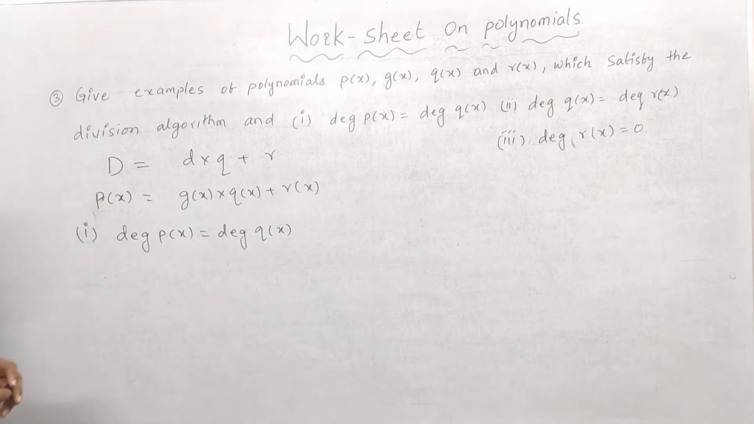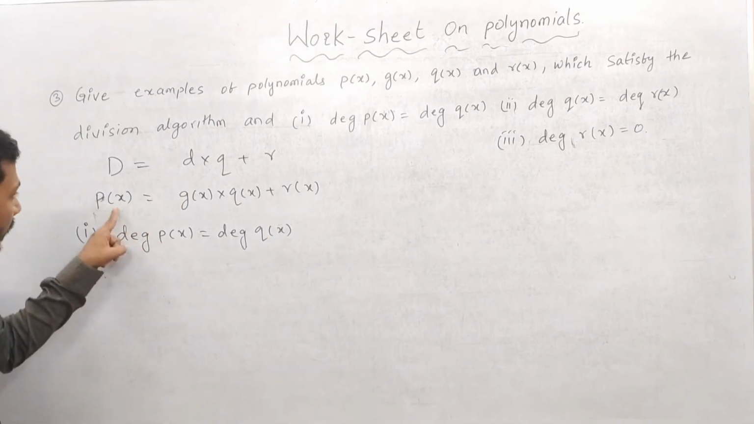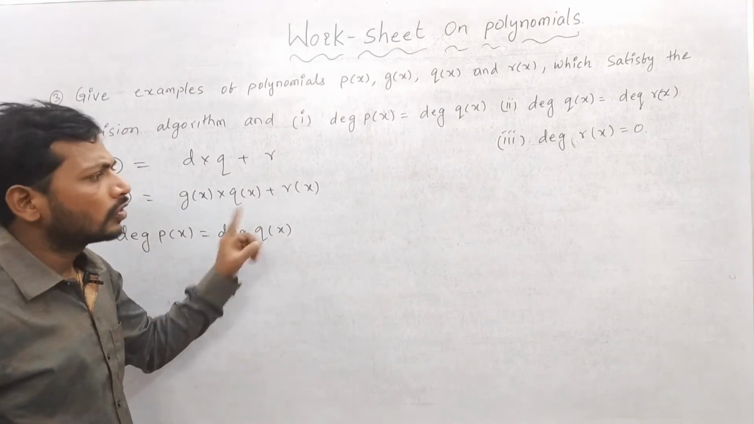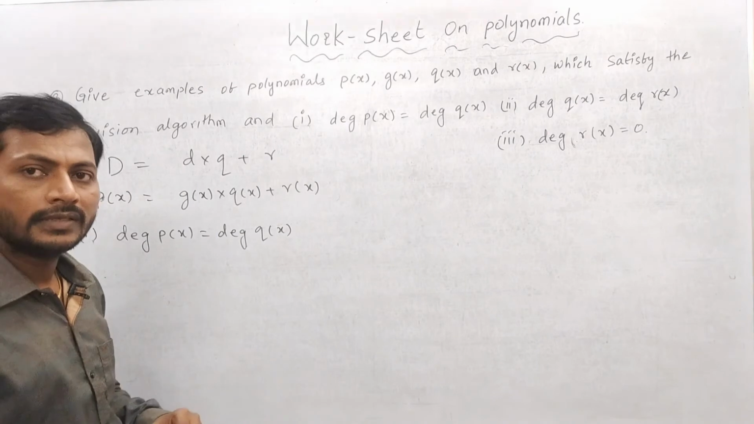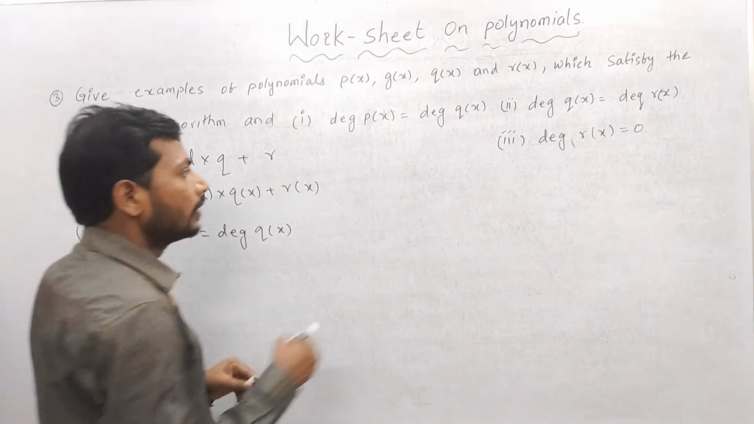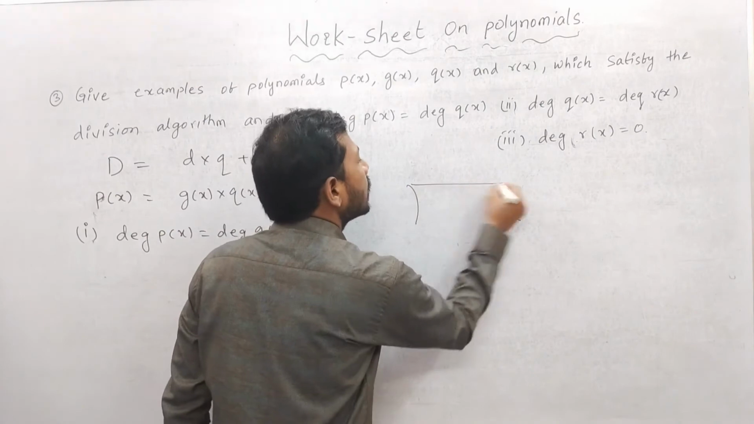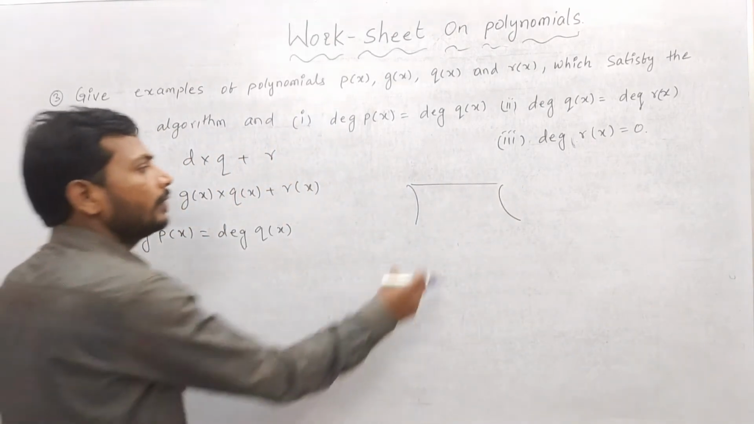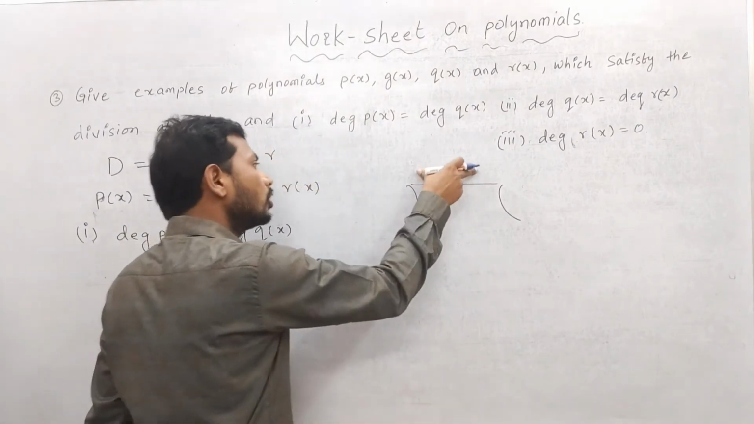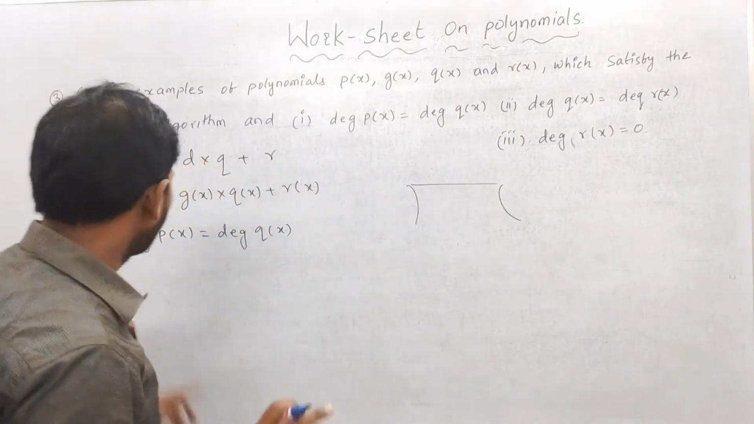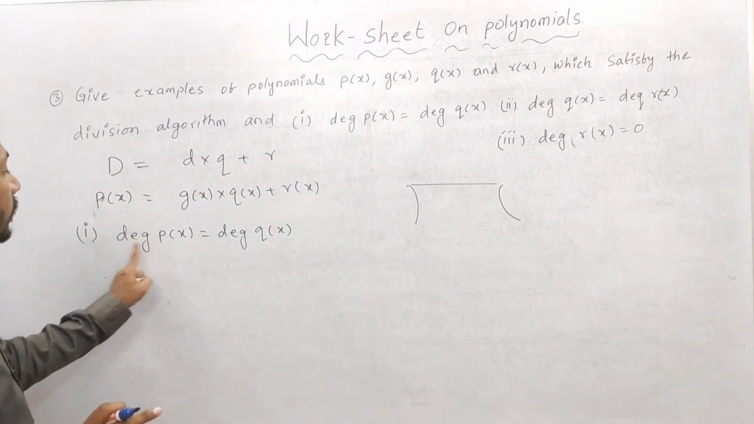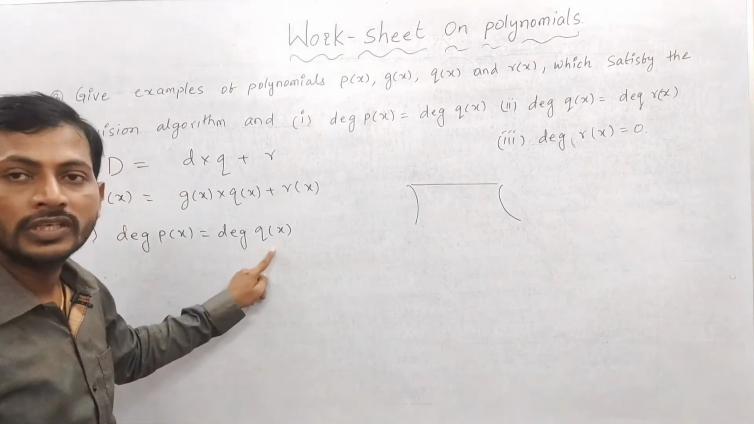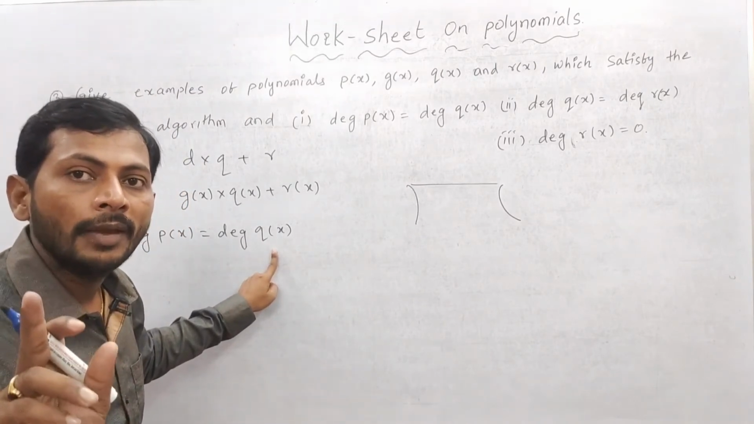What is meant by this? Sir, p of x is the dividend, q of x is the quotient. So I will explain how we have to do it. In the division method, we put the brackets like this. Dividend you write here, quotient you write here. Very good. But what is our condition? Degree of the dividend and degree of the quotient: both should have the same degree.